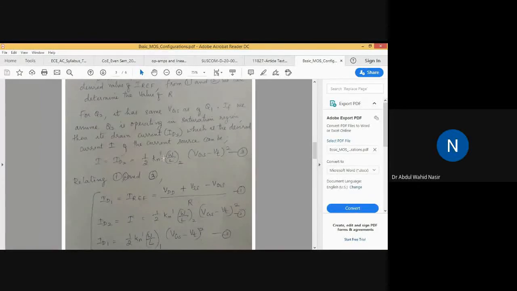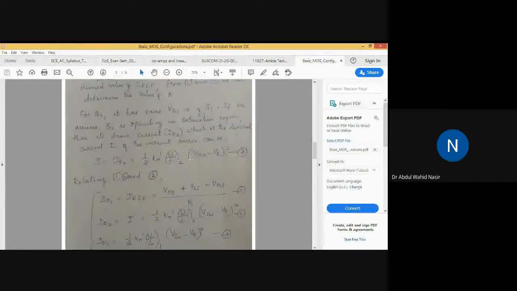So I is equal to ID2 is equal to half Kn dash into W by L suffix 2 into (VGS minus VT) whole square. You know all those things now. What is Kn dash? What is W by L? What is VGS? What is VT? All those things I have explained in module 1. And you should know that the ratio W by L is nothing but the aspect ratio. We call that the aspect ratio. So this is equation number 3.